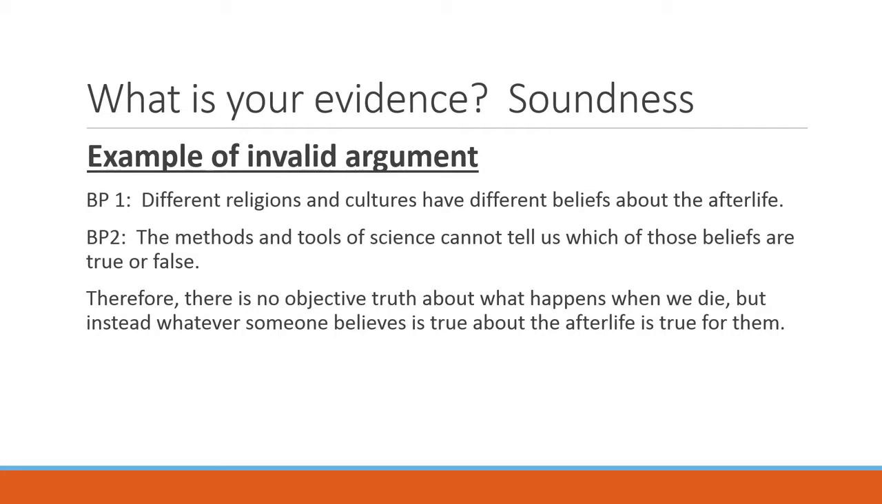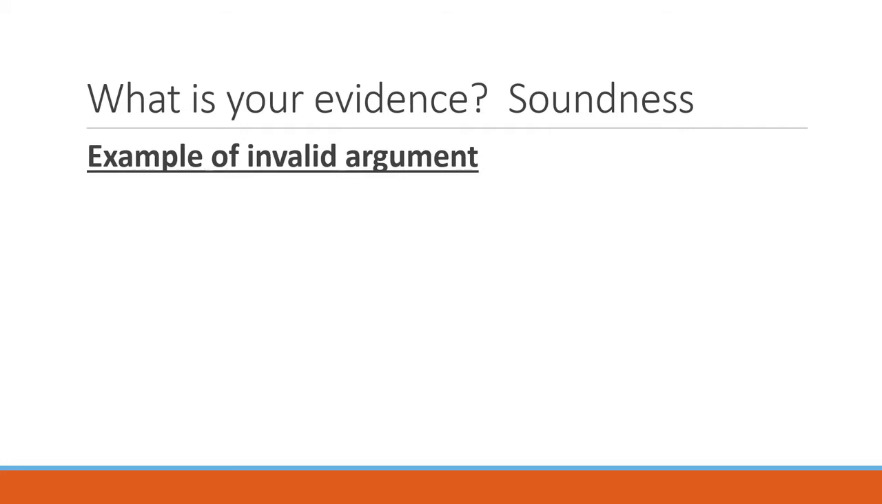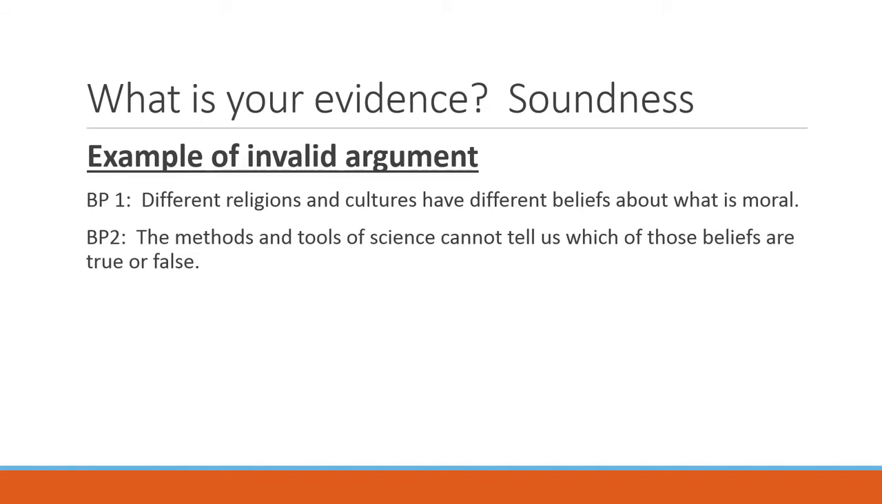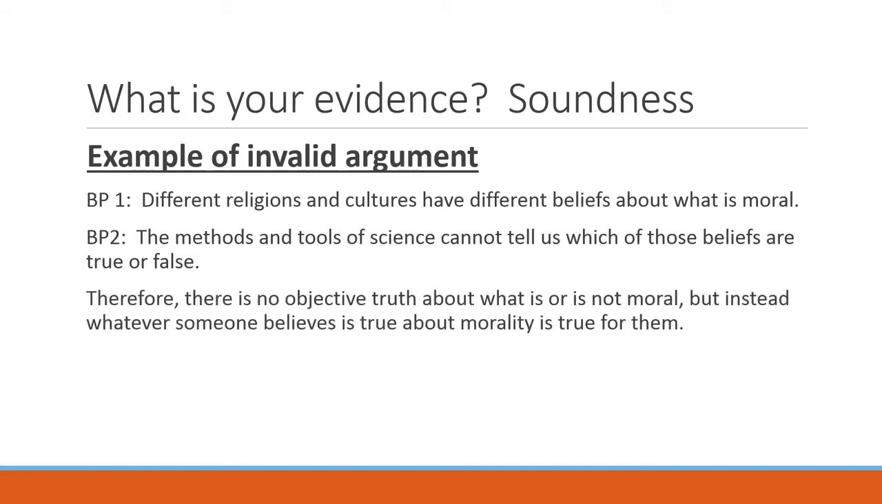Let's look at another argument. One last example of an invalid argument. Different religions and cultures have different beliefs about what is moral. The methods and tools of science cannot tell us which of those beliefs are true or false. Therefore, there is no objective truth about what is or is not moral, but instead whatever somebody believes is true about morality is true for them.